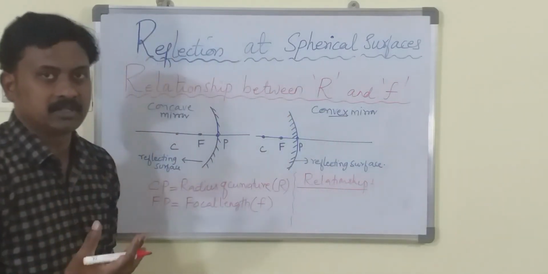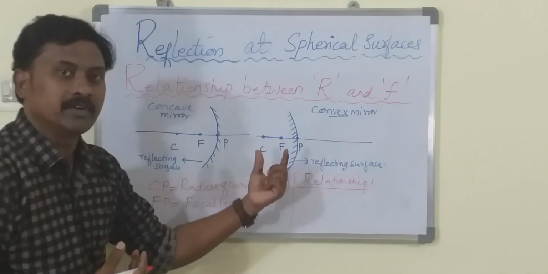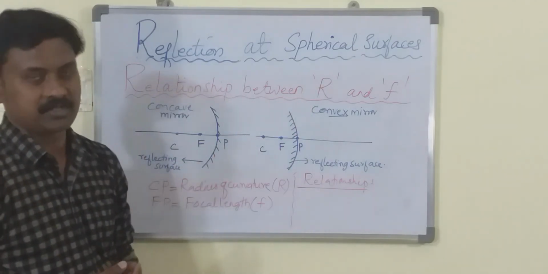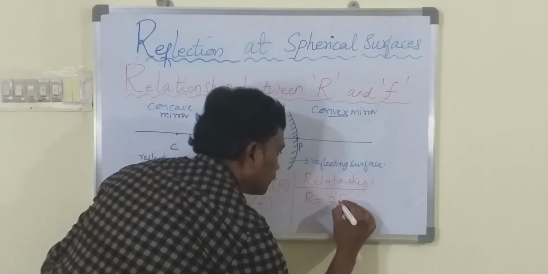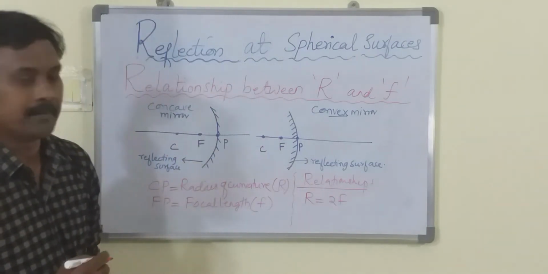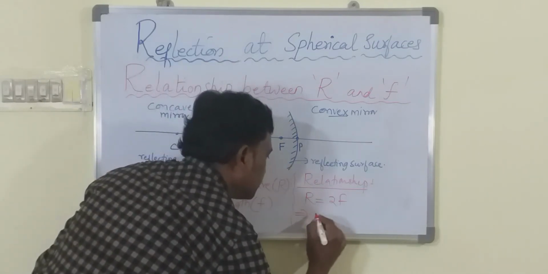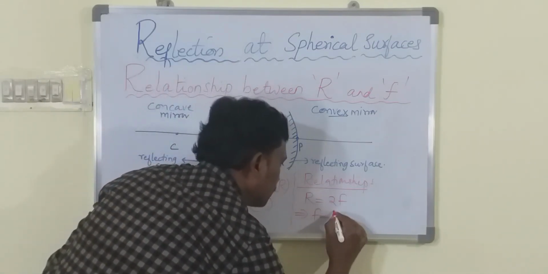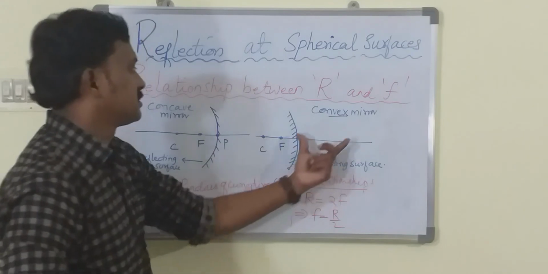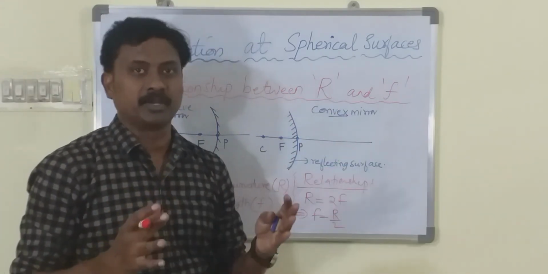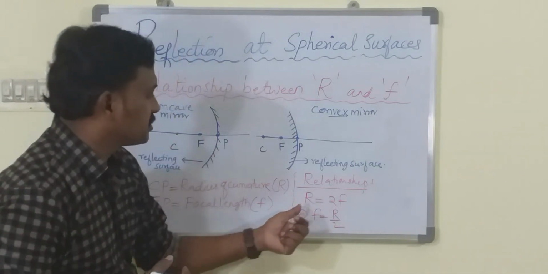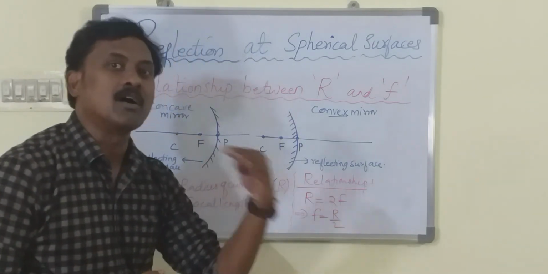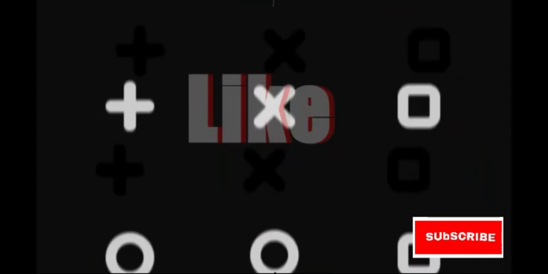It has been found that the focal length is always half of the radius of curvature, that is R = 2f. This implies f = R/2. Suppose radius of curvature is 6 centimeters, then the focal length will be 3 centimeters. So the relationship is that the focal length is always half of the radius of curvature.